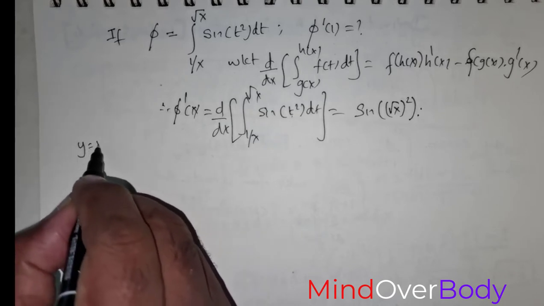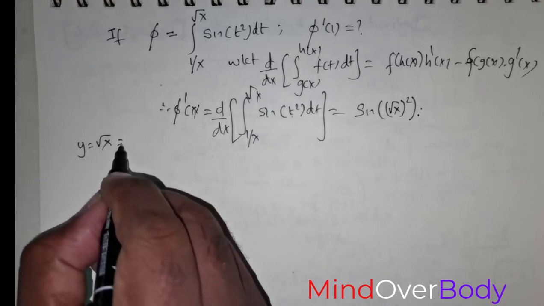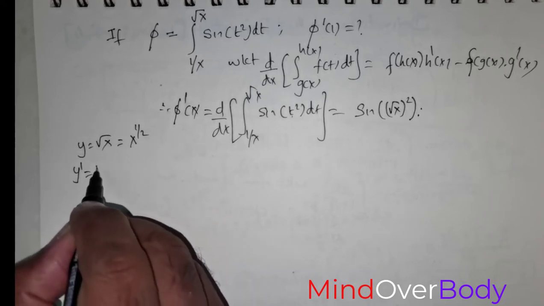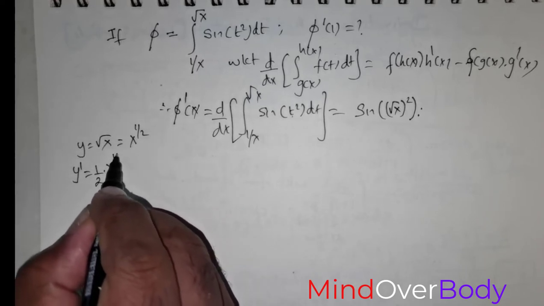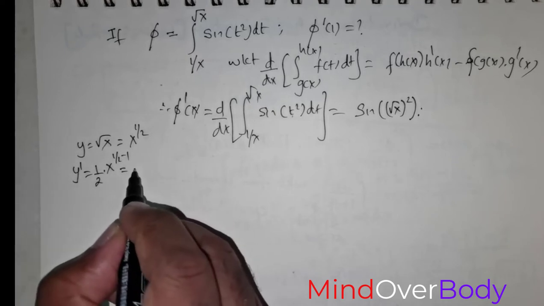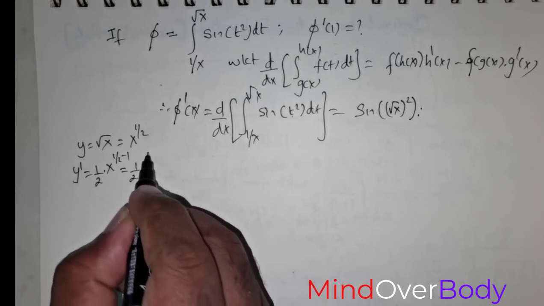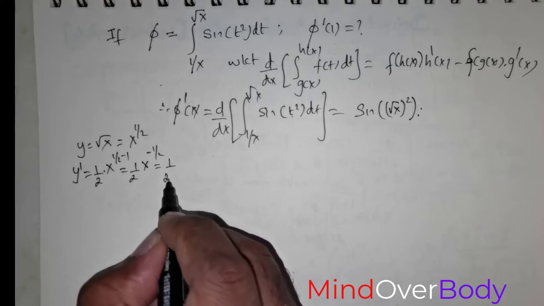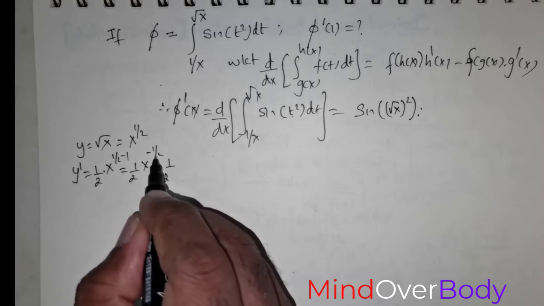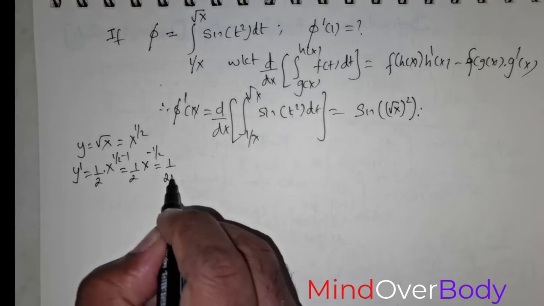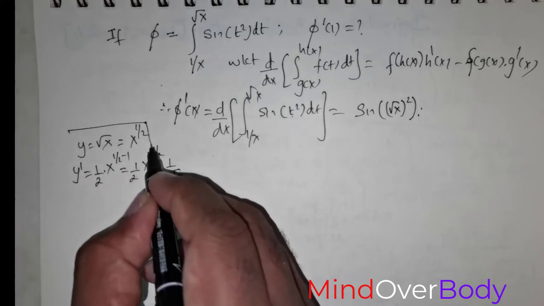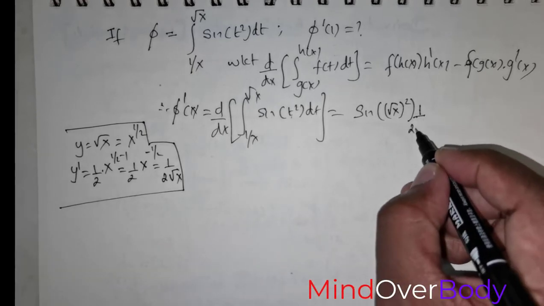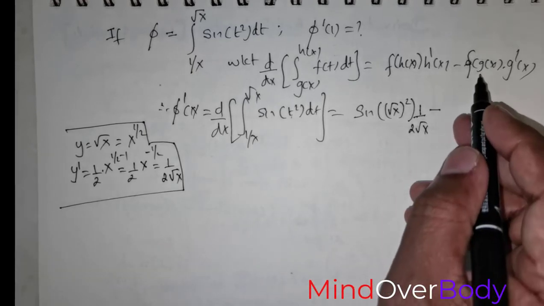So if y is equal to root of x, this can be rewritten as x raised to the power of 1 over 2, and I want to find y dash, which is nothing but 1 over 2 times x raised to the power of 1 over 2 minus 1, which is nothing but 1 over 2 times x raised to the power of negative 1 over 2. I can push this down: x raised to the power of 1 over 2 would be in the denominator, which is nothing but root of x. So this is going to be 1 over 2 times root of x.